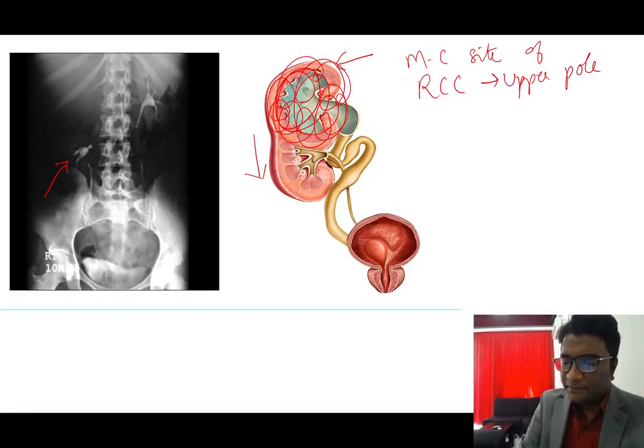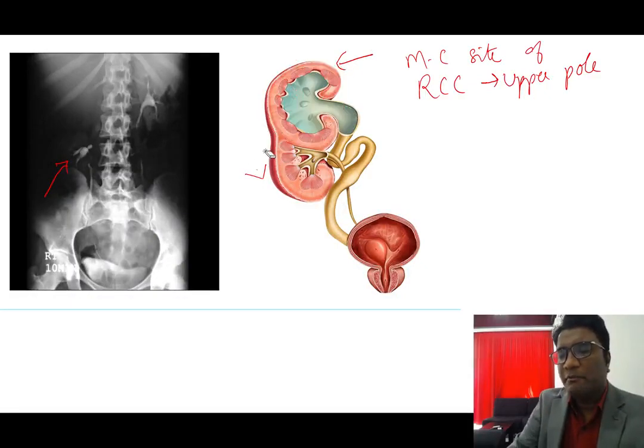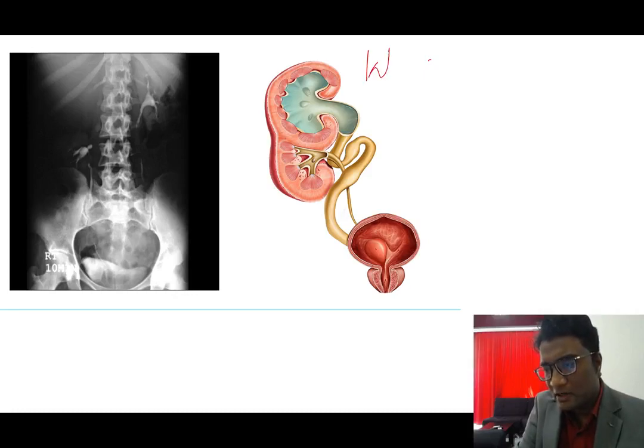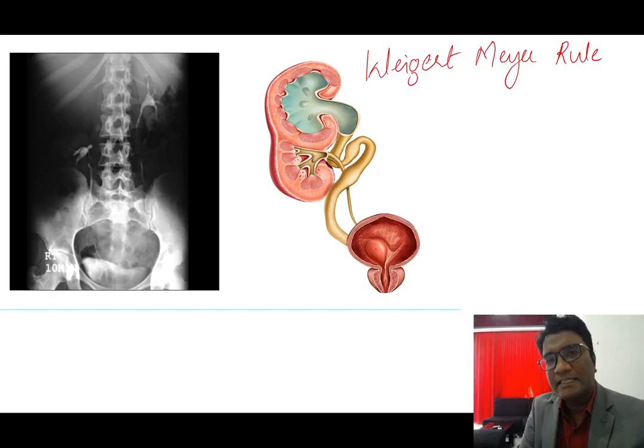Now here I want you to remember one important law. When you have a duplex kidney, whenever we have a duplication system, we have an important law called the Weigert-Meyer rule. Weigert-Meyer rule. So I want you to remember this first thing. Where do you see this Weigert-Meyer rule? And what is it all about?